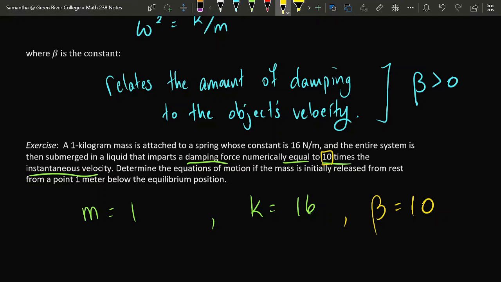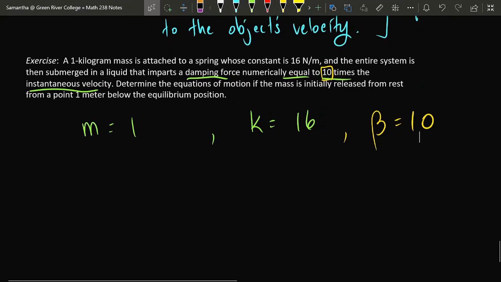So determine the equation of motion if the mass is initially released from rest from a point 1 meter below the equilibrium position. So what this is telling you when it says the object is released from rest is that the object's initial velocity is being assumed to be 0. The object is not moving at the moment that it is released.